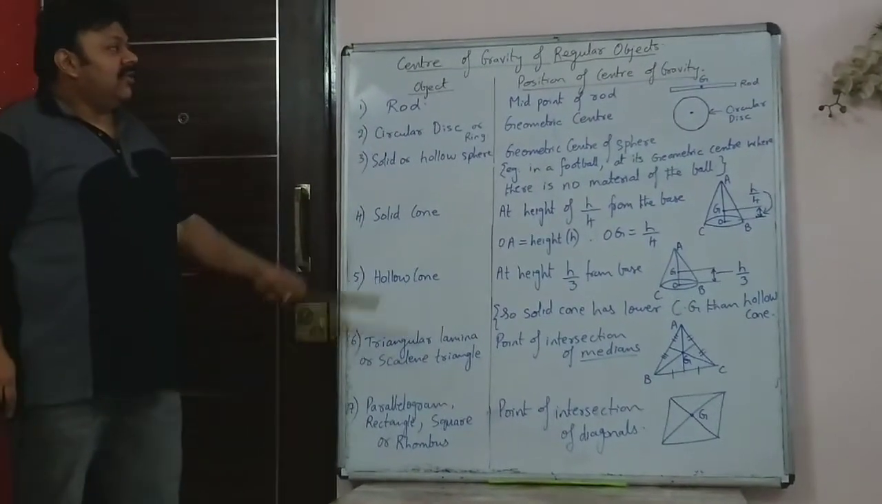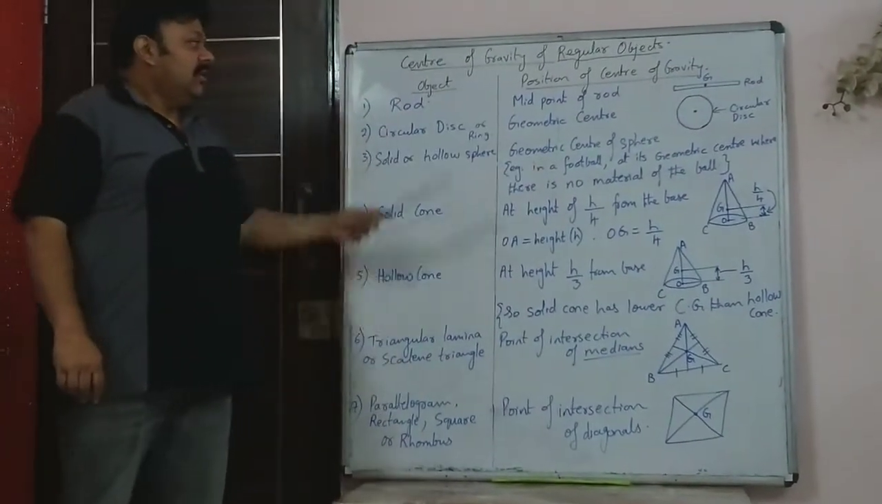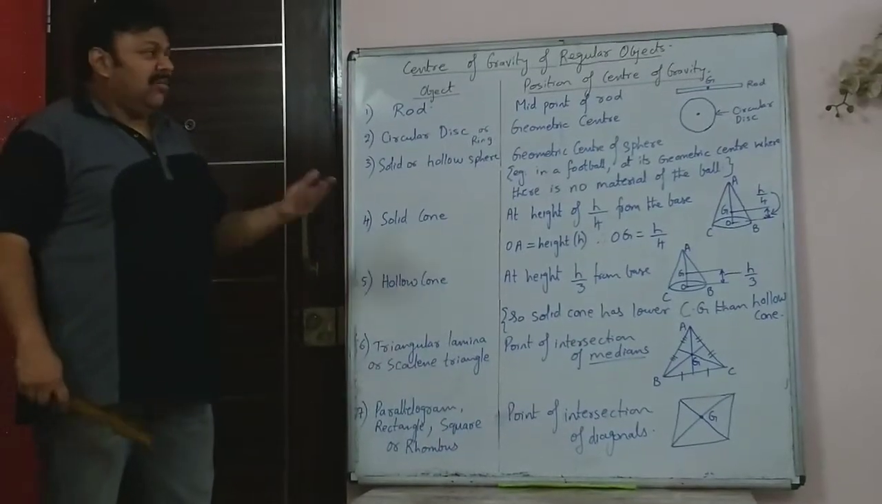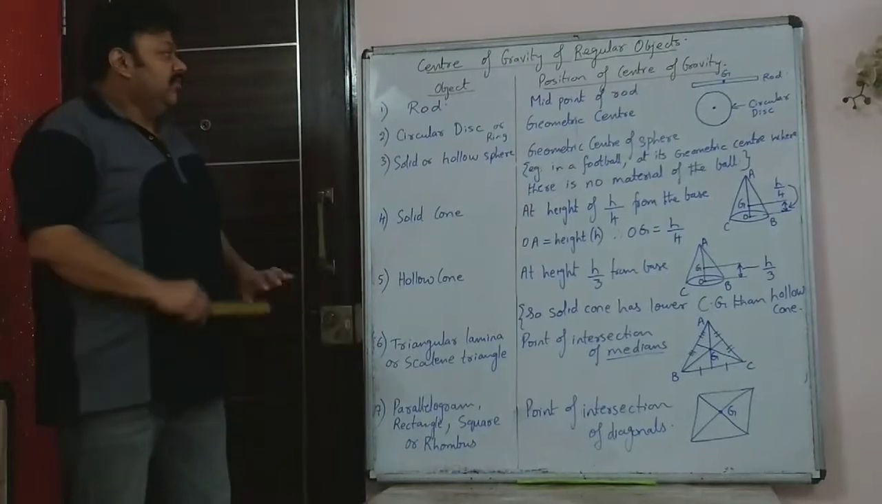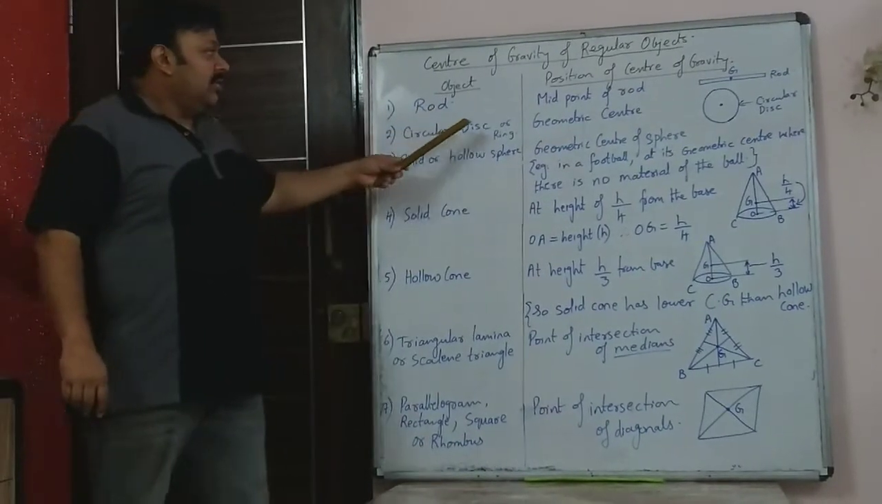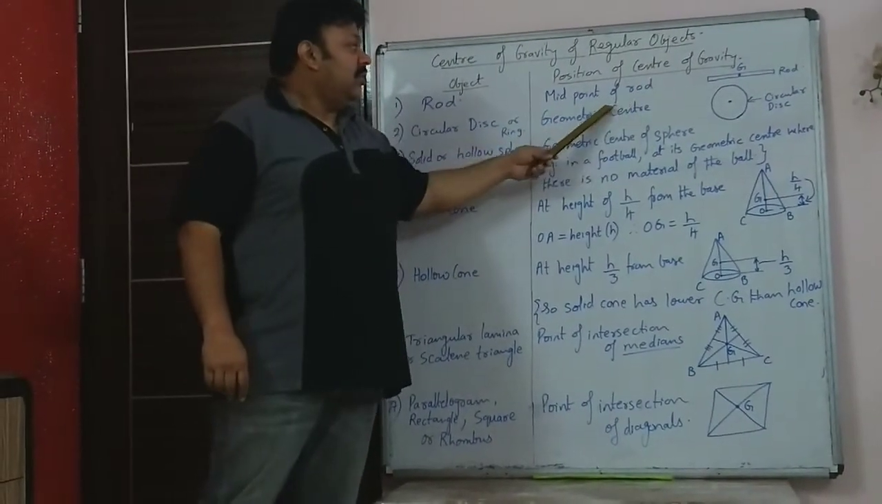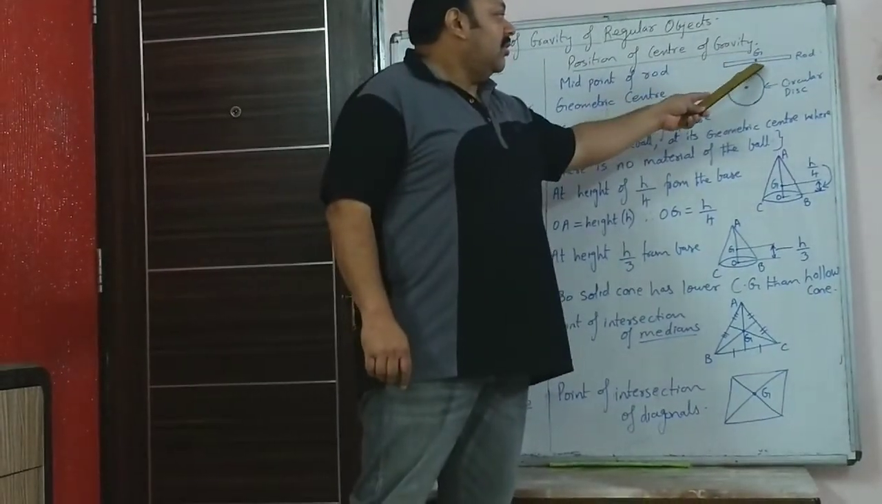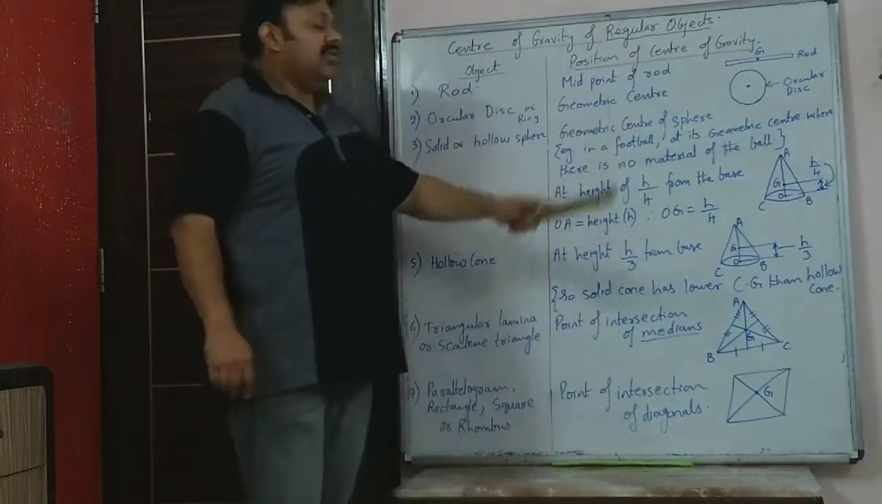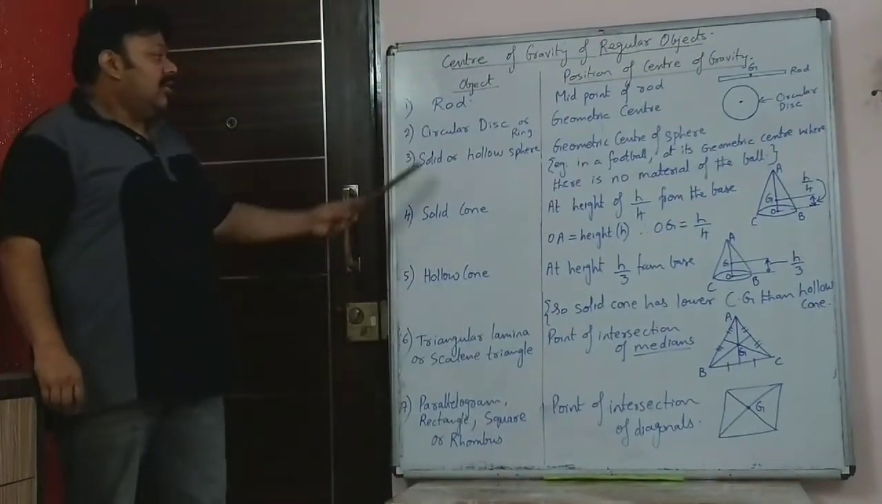Now center of gravity of regular objects. A couple of questions, 1 mark each, has been asked in a couple of board papers. Object rod. Position of center of gravity will be midpoint of the rod. So this is the rod, the center of the rod, the midpoint. You have to use the word midpoint of the rod.